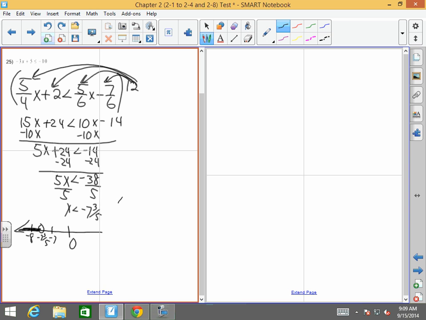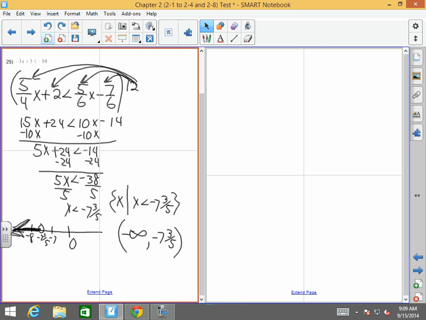My set notation, or set builder, I have x is less than negative 7 3/5. Now, I told you guys, use your graph for your interval notation. Interval notation goes from smallest to largest. Guys, the smallest value goes this way, all the way in negative infinity to the largest value of negative 7 3/5. Okay? Does that make sense? Hopefully you see your mistake there, my brothers.